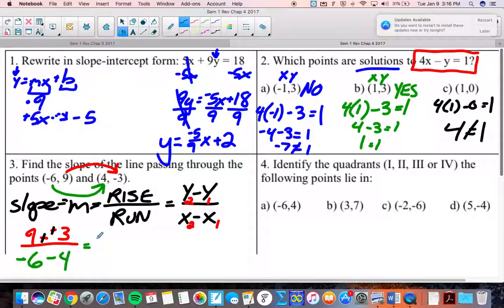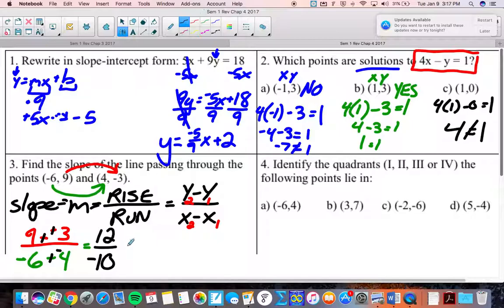Check it out in your calculator. Either way, whichever way you do it, in red or by chop, you get a positive 12. On the bottom, negative 6 minus 4 is the same as negative 6 plus a negative 4. Moral of the story is it's a negative 10.